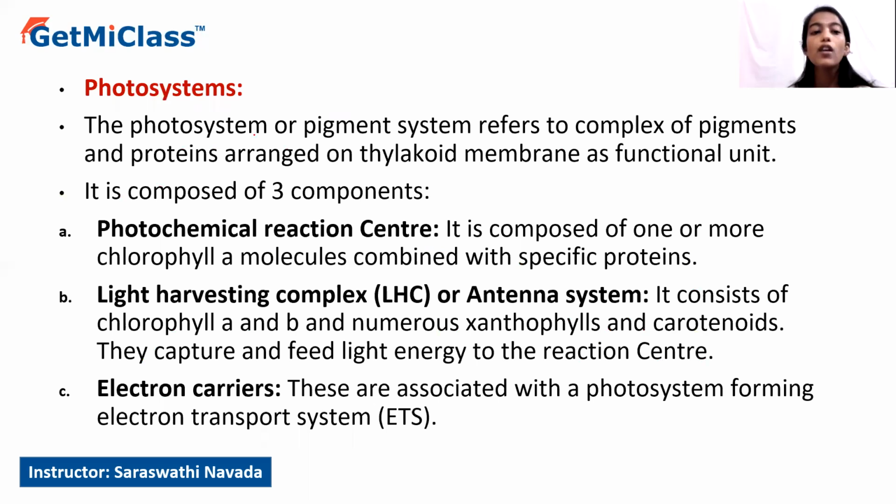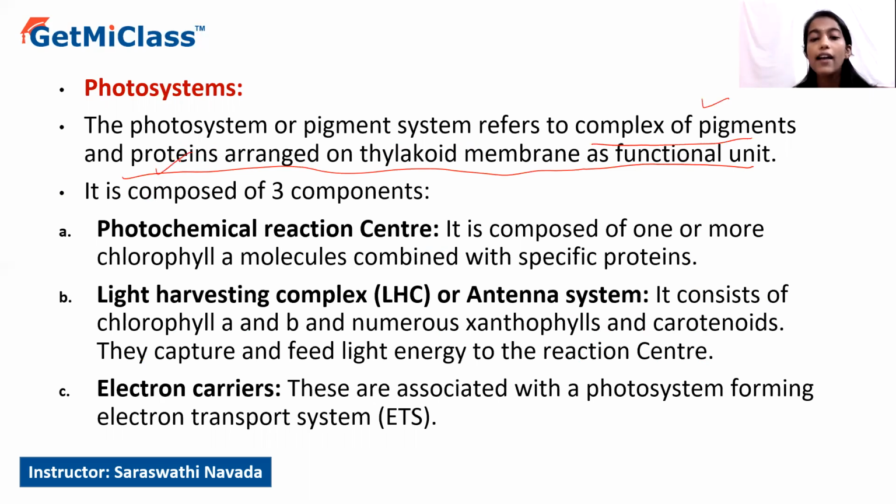So coming to the photosystem. The photosystem is also called a pigment system, which refers to a complex of pigments as well as proteins arranged on the thylakoid membrane as a functional unit. Photosystem is nothing but a system comprised of chlorophyll molecules along with certain proteins.